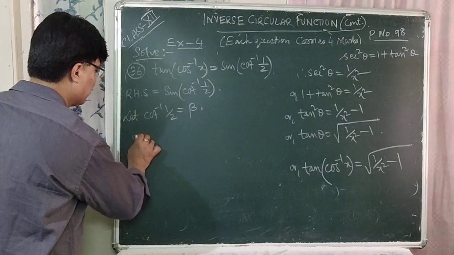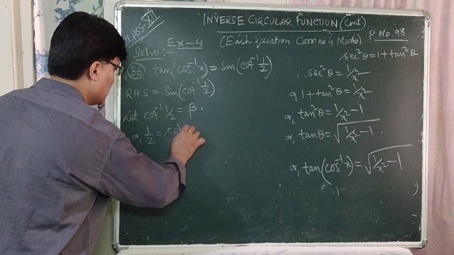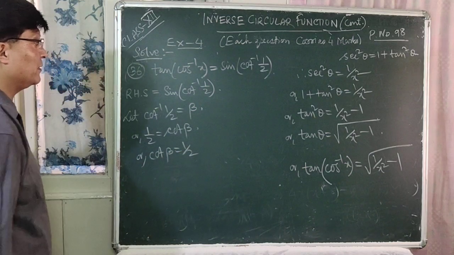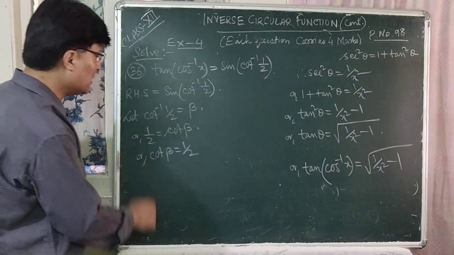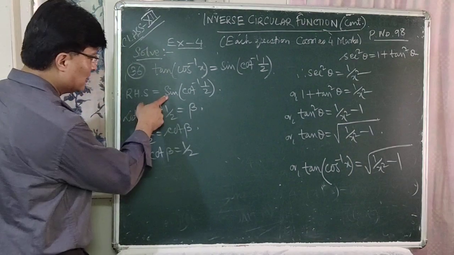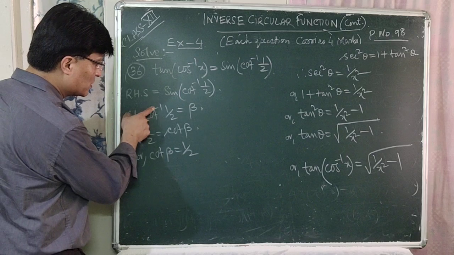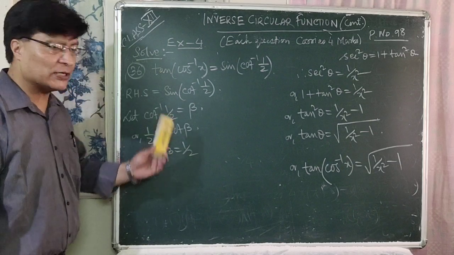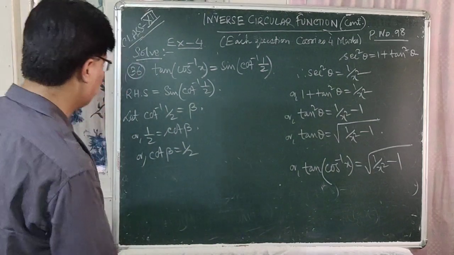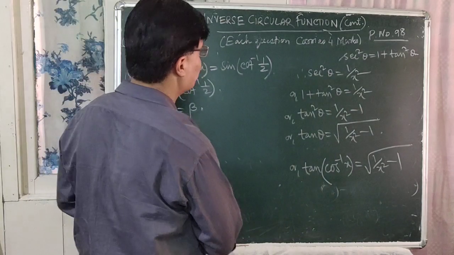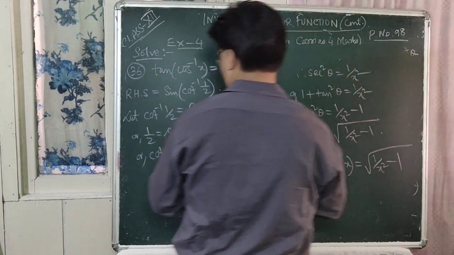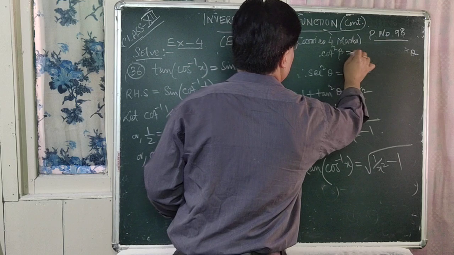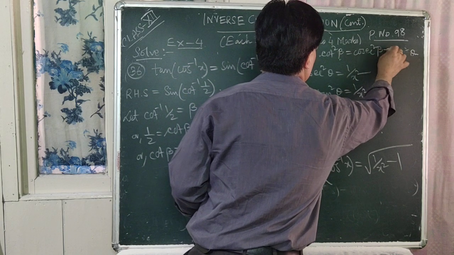cot⁻¹(1/2) = β, or 1/2 = cot β, or cot β = 1/2, right? Now in this case you should get the value for what? sin β, isn't it? If cot⁻¹(1/2) is assumed as β, you should get the value for sin β. So from cot β you have to get the value for sin β. Okay, so now you know that there is another formula for cot²β, right? So cot²β is equal to, what is the formula? cosec²β - 1.